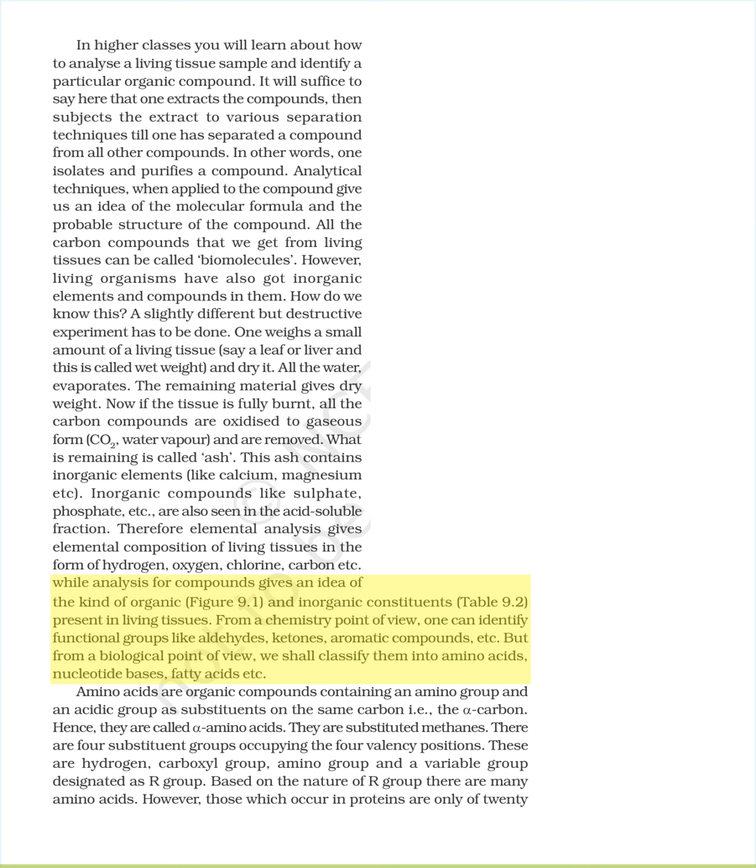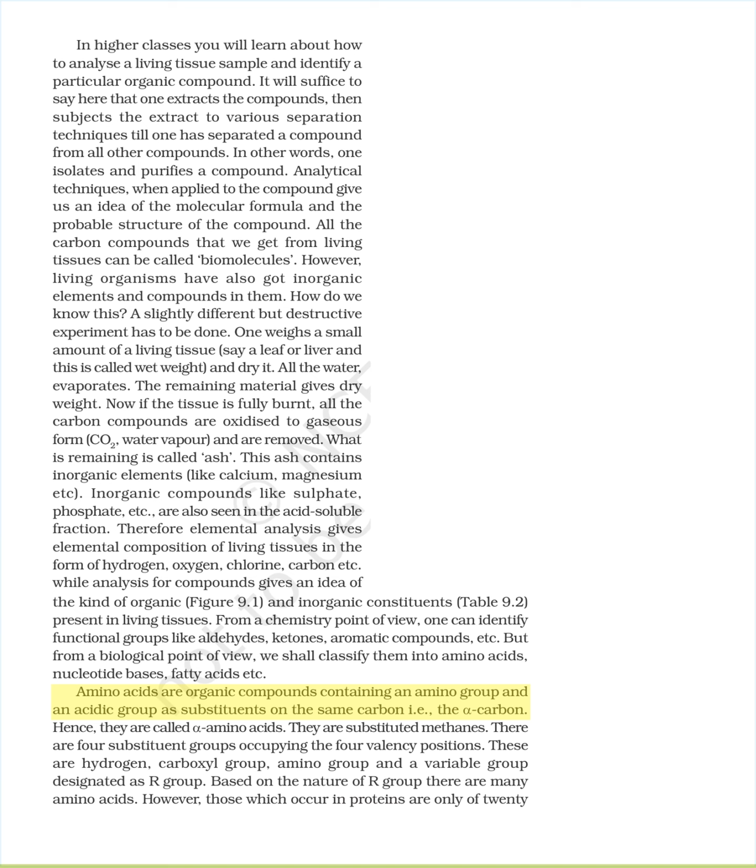While analysis for compounds gives an idea of the kind of organic, figure 9.1, and inorganic constituents, table 9.2, present in living tissues. From a chemistry point of view, one can identify functional groups like aldehydes, ketones, aromatic compounds, etc. But from a biological point of view, we shall classify them into amino acids, nucleotide bases, fatty acids, etc.